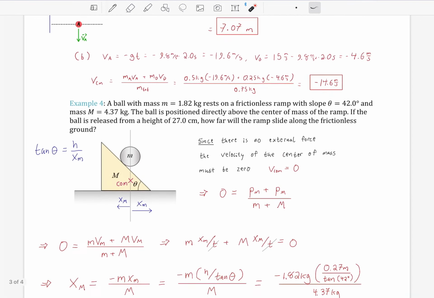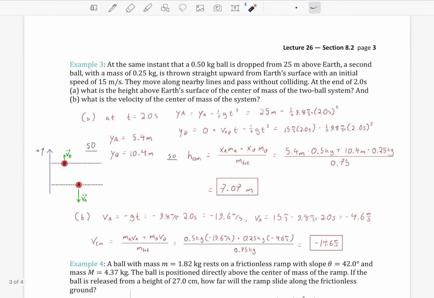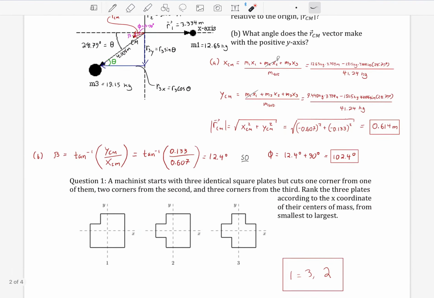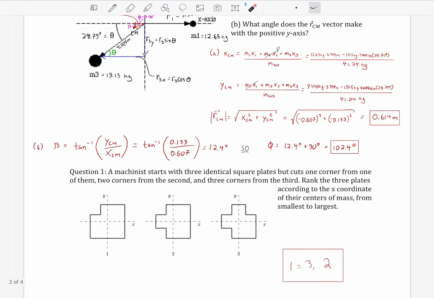Okay, well, I hope our introduction to center of mass has been interesting. Mostly this is going to be a type of problem that's going to be applied to other problems. It's going to be part of other solutions, but it does stand on its own.